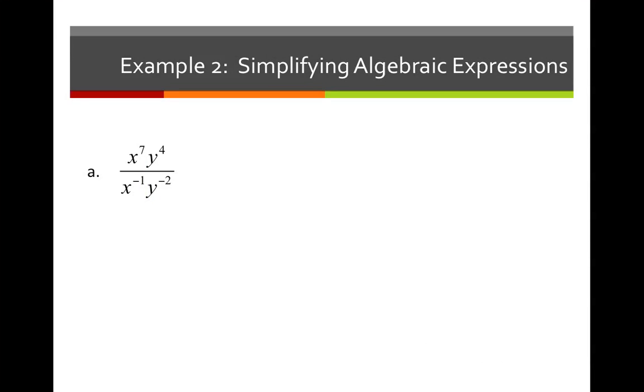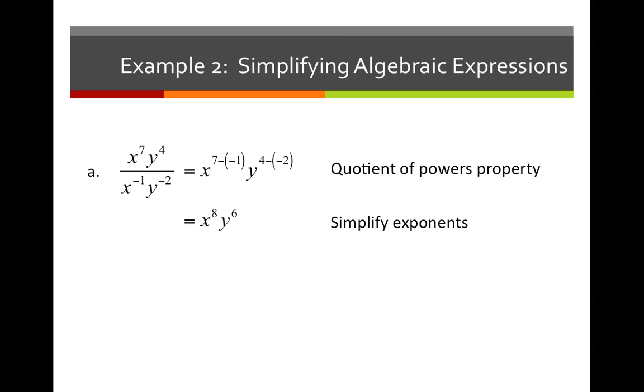So if we do that, for the x base, we're going to take the 7 on top minus the negative 1 that's on the bottom. And for the y's, we're going to take the 4 on top minus the negative 2 that's on the bottom. So we're using the quotient of powers property, but we're using it twice, once for the x base and once for the y base. Then we're going to simplify.